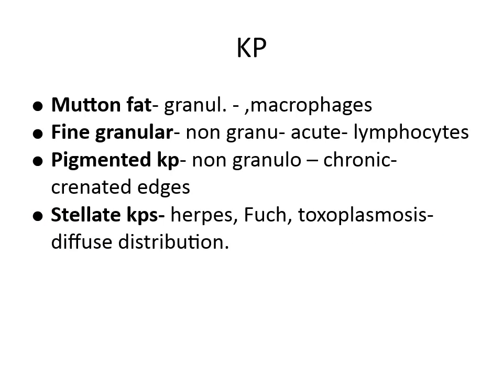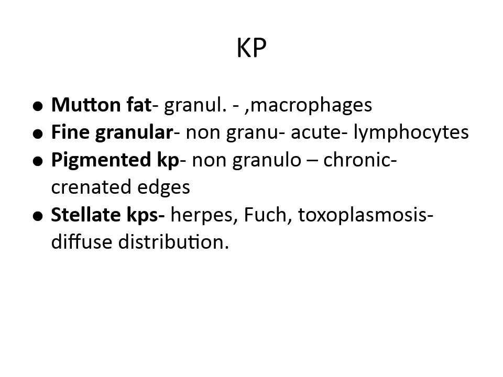So there are different types of KPs. One is mutton fat KPs. Now this is most commonly seen in granulomatous uveitis. These are usually large, fluffy, and mainly composed of macrophages. Then you have fine KPs. These are seen in non-granulomatous uveitis, the acute type. Here these are mainly small, whitish in color, and composed of lymphocytes.